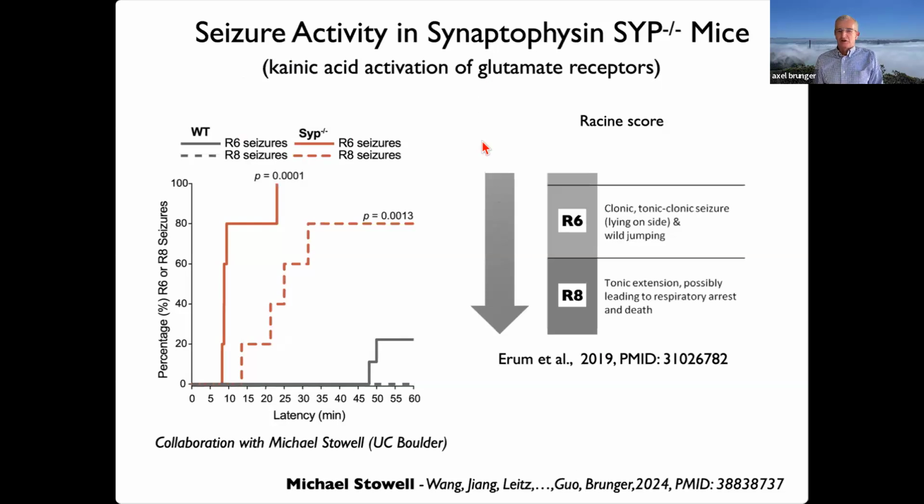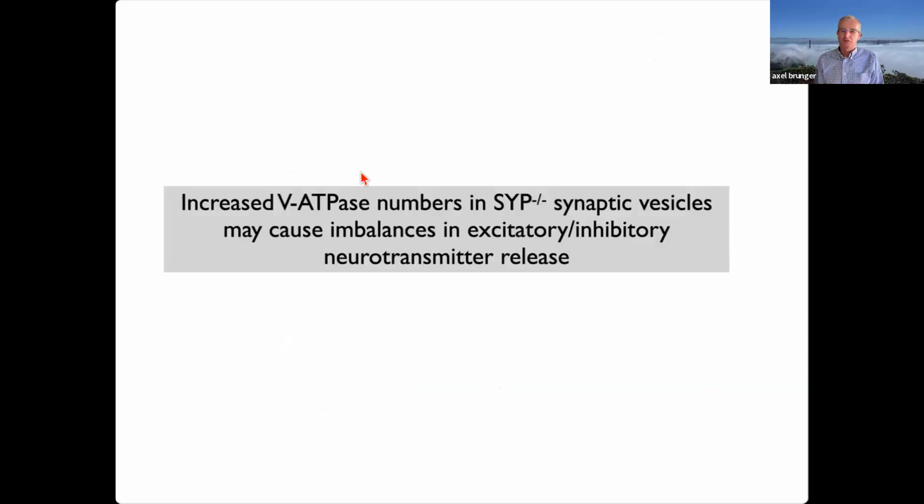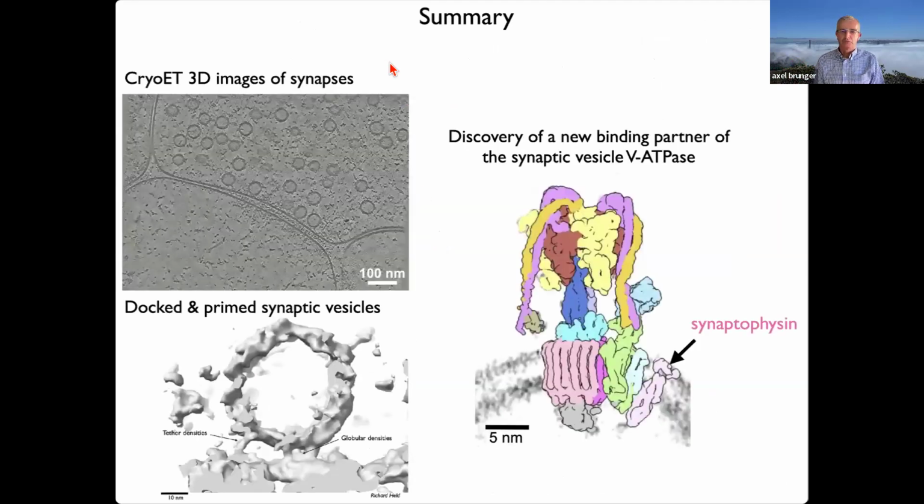Now, physiologically, these knockout mice actually have a major phenotype. They suffer from seizures. This is a collaborator, Michael Stowell at UC Boulder, who carried out these experiments and published them. And he's part of our team also. And so why do these mice have seizures? Well, the idea might be that this increase in copy numbers causes some imbalances between excitatory and inhibitory neurotransmitter release, and that in turn might produce this phenotype. So that's where we are. Time is up here.